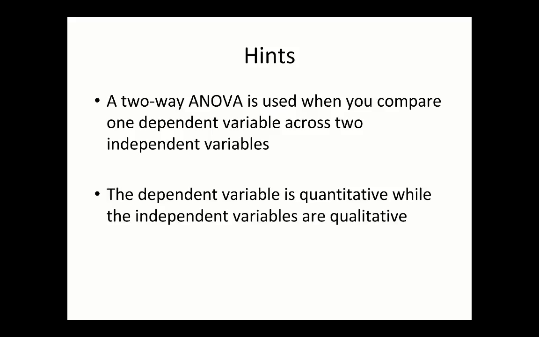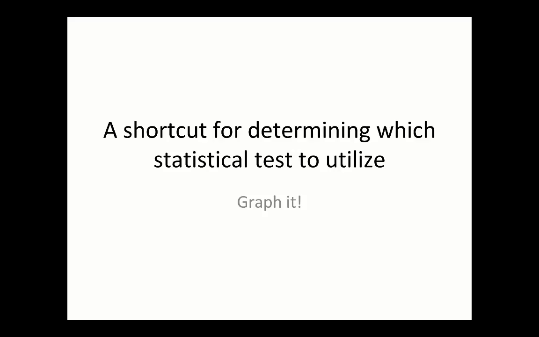Remember that a two-way ANOVA is used when you compare one dependent variable across 2 independent variables. If you're confused on which value is your dependent variable and which is your independent variable, remember that the dependent variable is quantitative, while the independent variables are qualitative. If you ever get confused about which continuous statistical test to use, the best thing to do is to graph the data out. This will offer you hints on the best statistical test to apply.